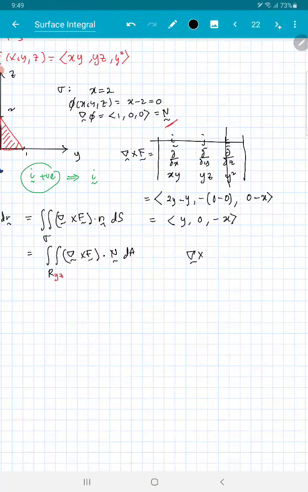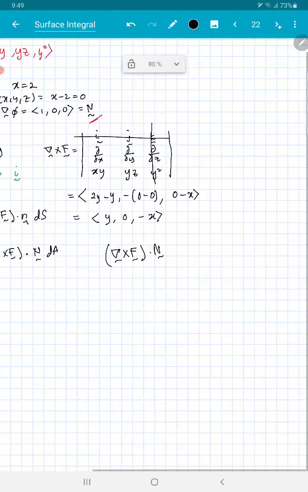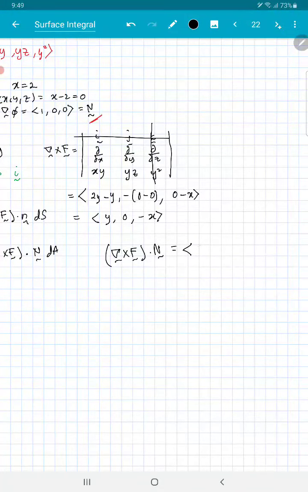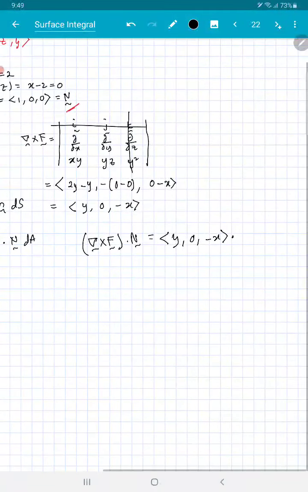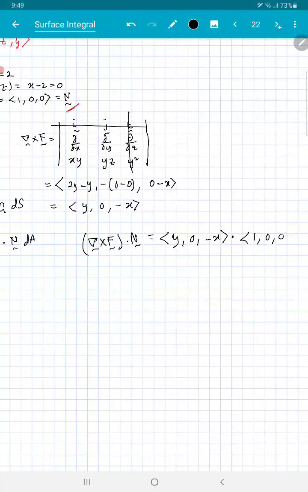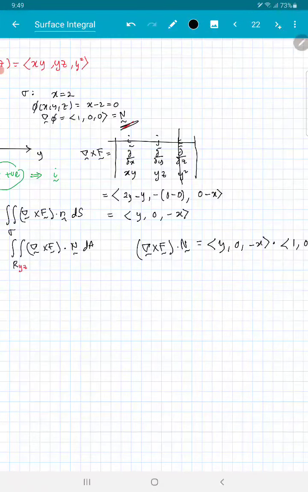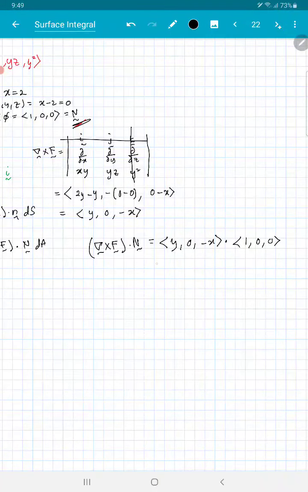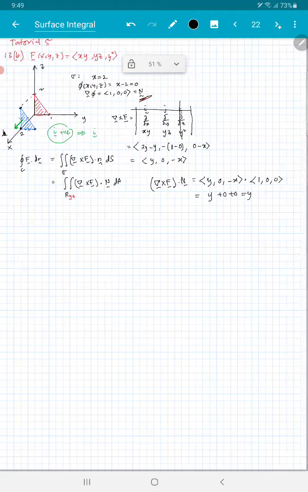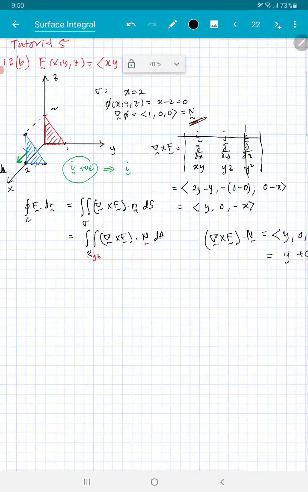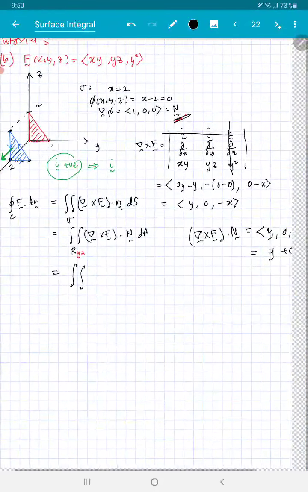Okay, del cross F dot the normal vector is equal to, so here we have y i plus 0 j minus x k dotted with our normal vector, which is 1 i plus 0 j plus 0 k. This is our normal vector. So when you dot two vectors, you get a scalar, so that would be y plus 0 plus 0, which is y. Okay, so now we know what to integrate. So del cross F dot the normal vector n is equal to y.